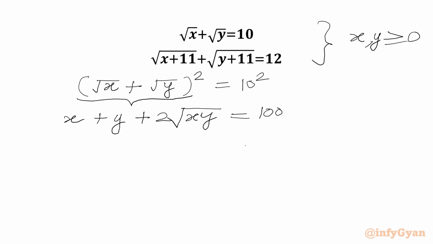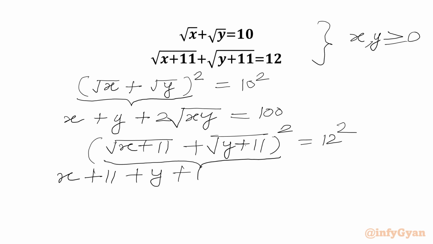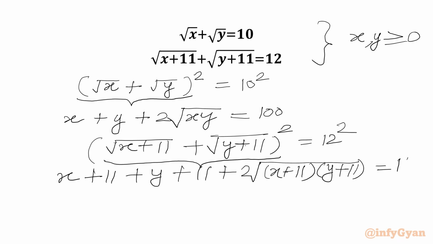Now we'll be squaring our second equation, (√(x+11) + √(y+11))² equal to 12². Again we'll use the (a + b)² formula in LHS. We will get x + 11 + y + 11 + 2 times √((x+11)(y+11)) equal to 12², which is 144.